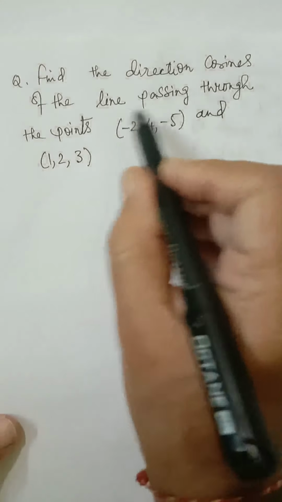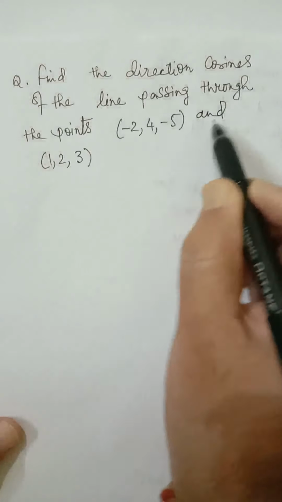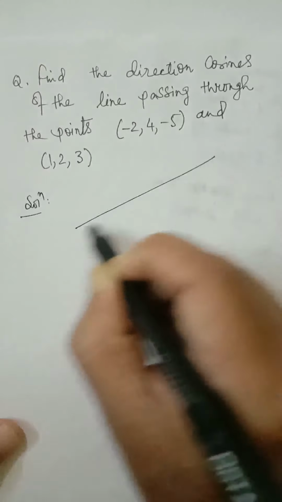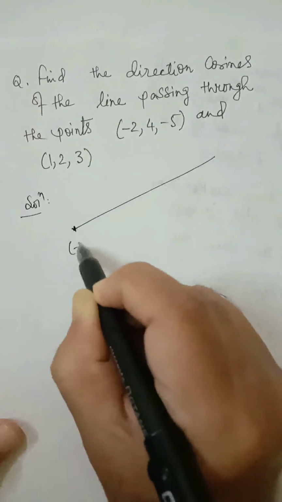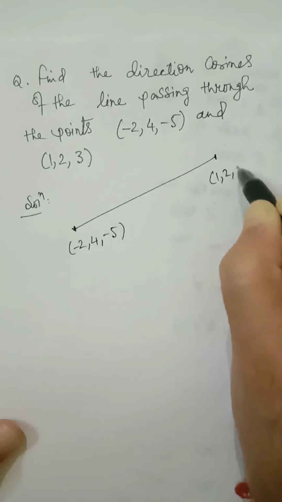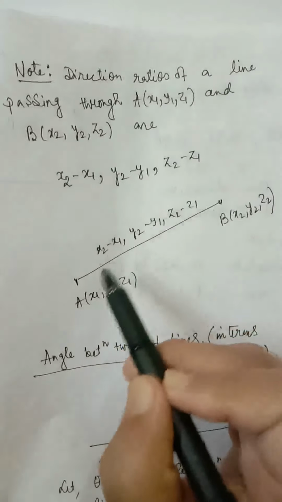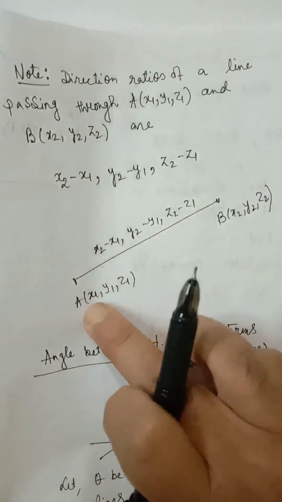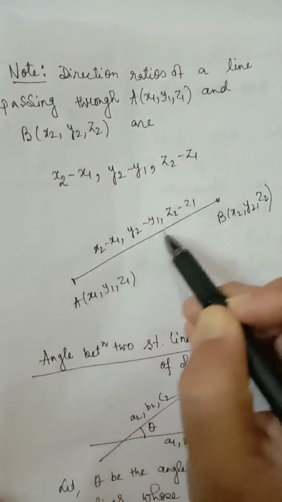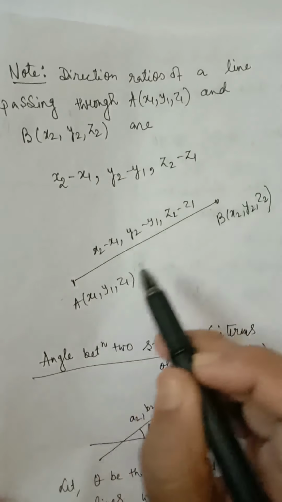Next question is, find the direction cosines of the line passing through the points (-2, 4, -5) and (1, 2, 3). That means a straight line passes through two points (-2, 4, -5) and (1, 2, 3). Now we have, if a straight line passes through two given points (x1, y1, z1) and (x2, y2, z2), then the direction ratios of the line will be x2 minus x1, y2 minus y1, z2 minus z1.